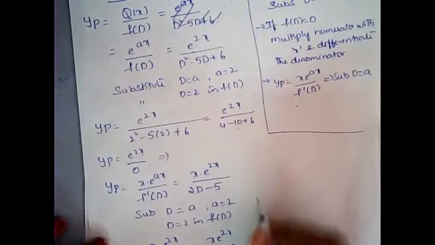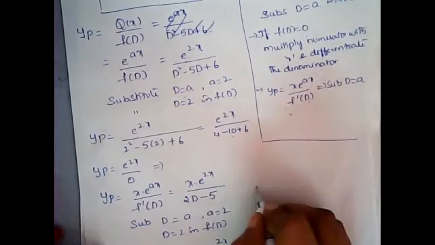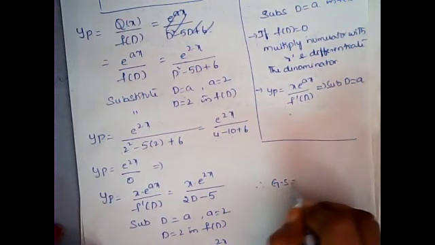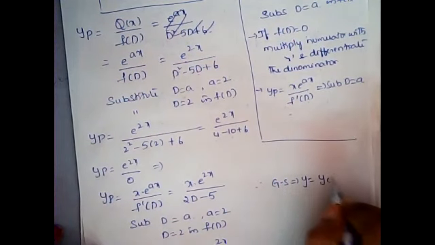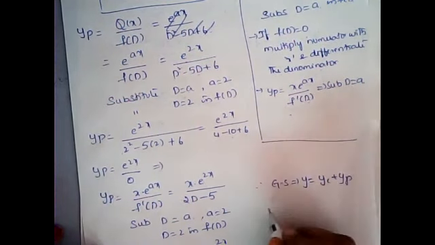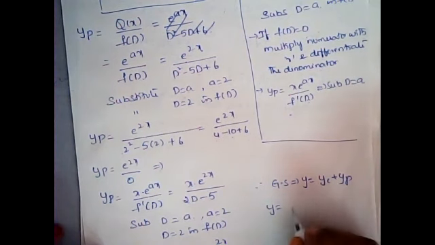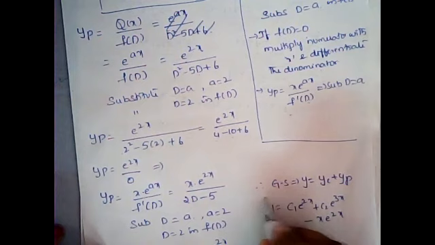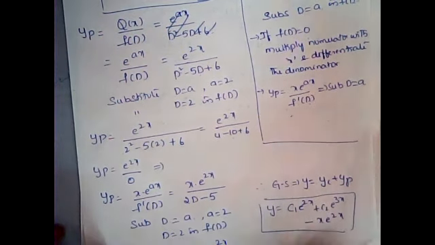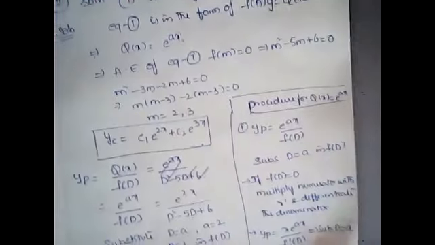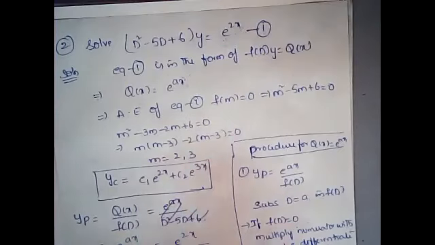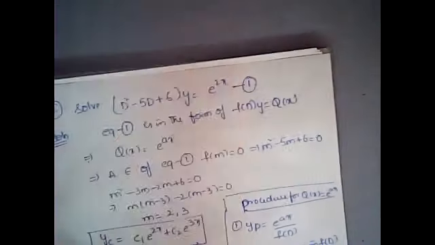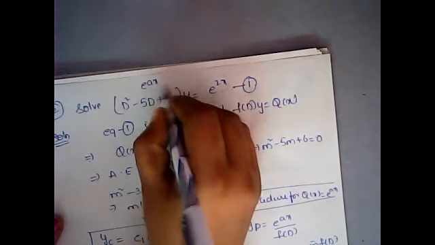Now what is the general solution here? Therefore the general solution is y equals yc plus yp. What is the yc we got? C1 e power 2x plus C2 e power 3x, and yp we got as minus x e power 2x. So this is the required general solution for the given equation. So this is the e power ax method. It is nothing but the e power ax method.